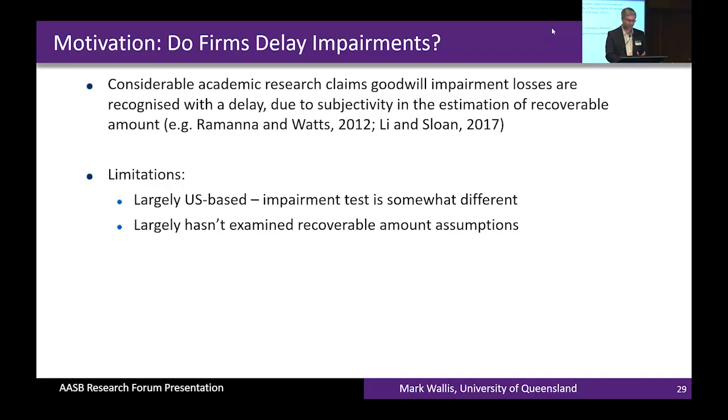But this literature has two main limitations. It's largely based on the US, which has a slightly different impairment test. There's no value in use under US GAAP. And then they also don't get into the actual details of how firms have worked out their recoverable amounts. So they don't say how they are overstating the recoverable amount to avoid an impairment, if they indeed are doing that. They don't get into the actual assumptions that went into working out that recoverable amount. That's something we're going to do.